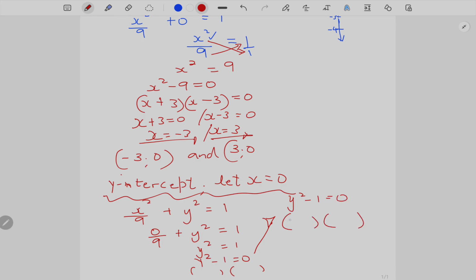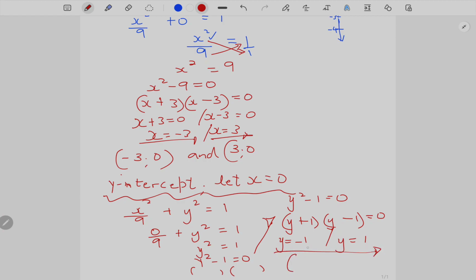Therefore, open up two brackets. For y squared, it's y and y. For 1, it's a perfect square. So what is the square root of 1? It's 1 and it's 1. Then because it's a negative, it means one is positive and the other negative. We're going to have y plus 1 in one bracket and y minus 1 in the other bracket, is equal to 0. Finally, y is equal to negative 1, or y is equal to positive 1. What does that mean?